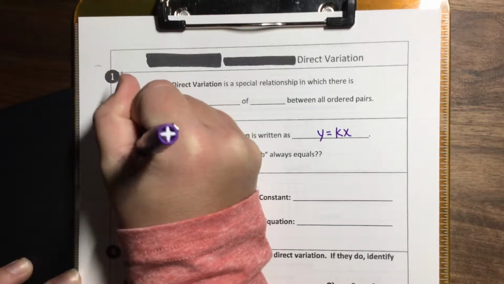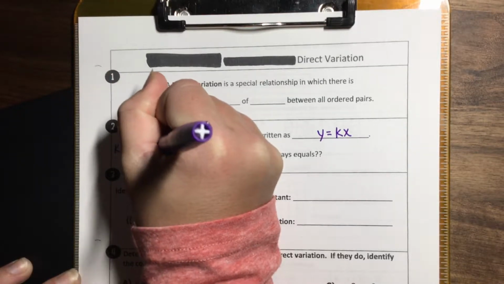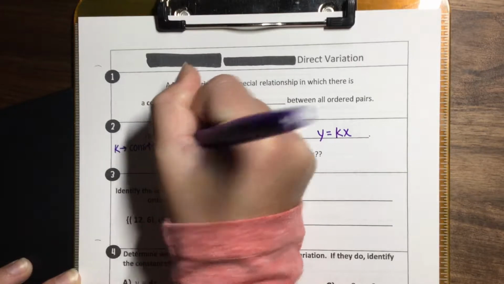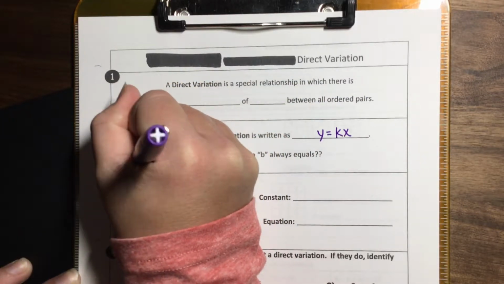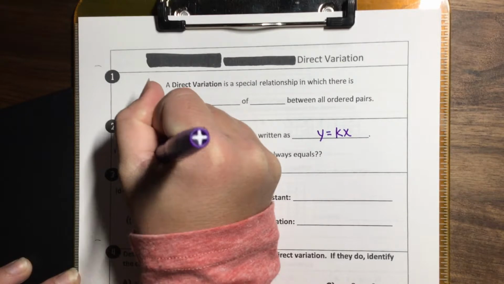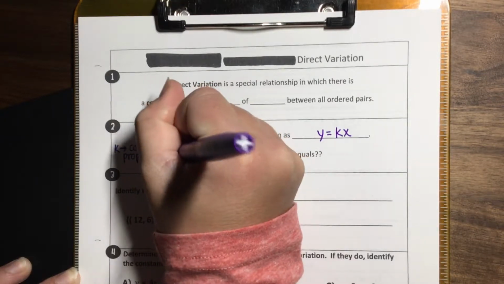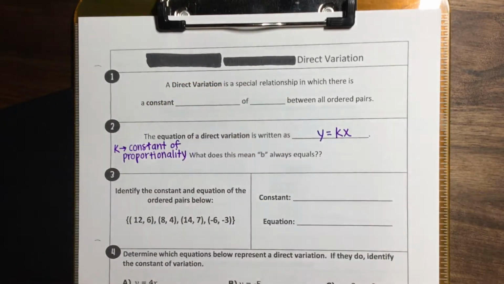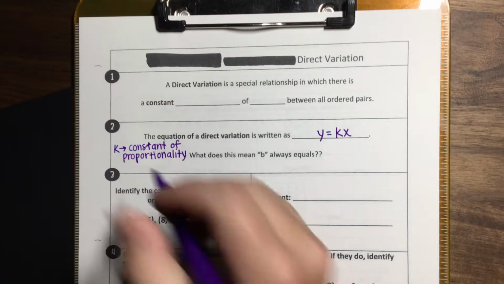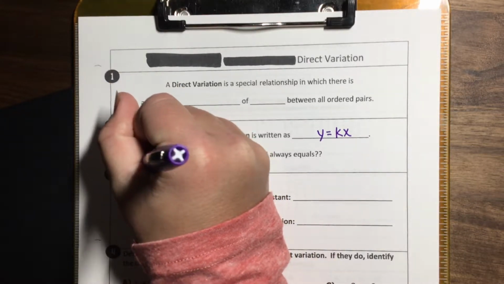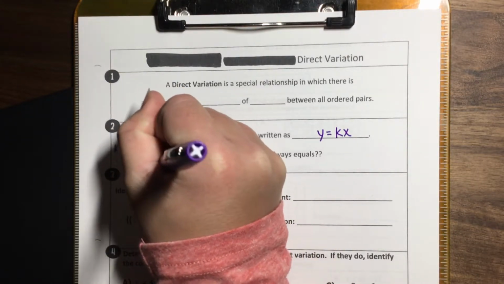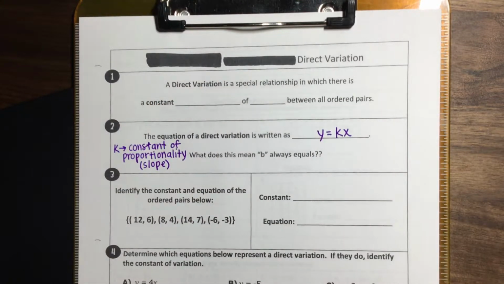represents our constant of proportionality. So y is going to be equal to kx, where k is our constant of proportionality. What we've been referring to that as in our previous lessons is slope. Slope is a constant, and k in this case is a constant of proportionality.